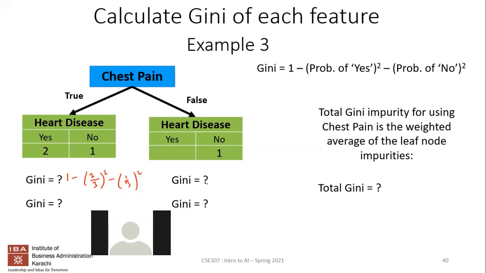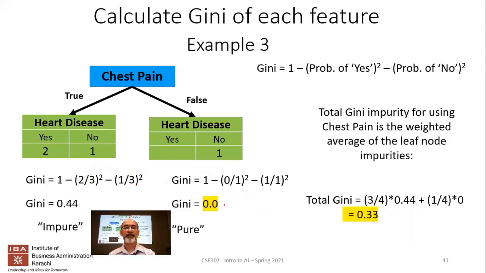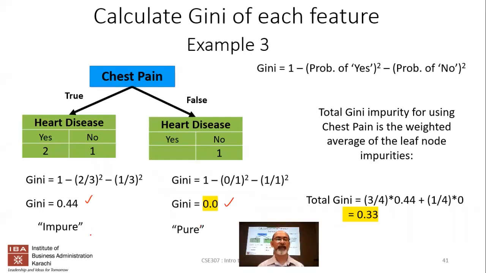So the Gini score comes out to be something like that. Here it's going to be 1 minus 0 squared minus 1 upon 1 squared, right? So if you look at the result over here, this is going to be 0. This comes out to be 0.44. So it's not as pure as before, okay? So this case is pure, but this case is impure, okay?